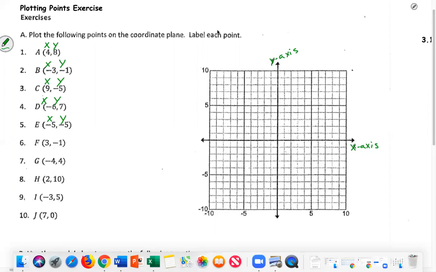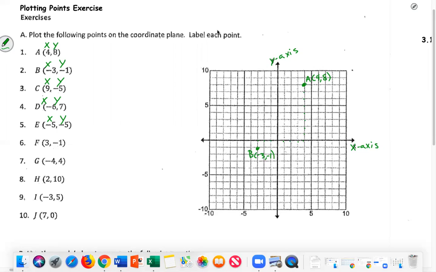So for example, A is at 4, 8, so I'm going to count over to the right 4 blocks because the right is a positive direction and left and down are negative directions. So 1, 2, 3, 4, and up 8. 1, 2, 3, 4, 5, 6, 7, 8. So this is A, 4, 8. B is negative 3, negative 1, so that's going to be to the left 3 units, 1, 2, 3, and down 1 unit, right there. That's B, negative 3, negative 1.